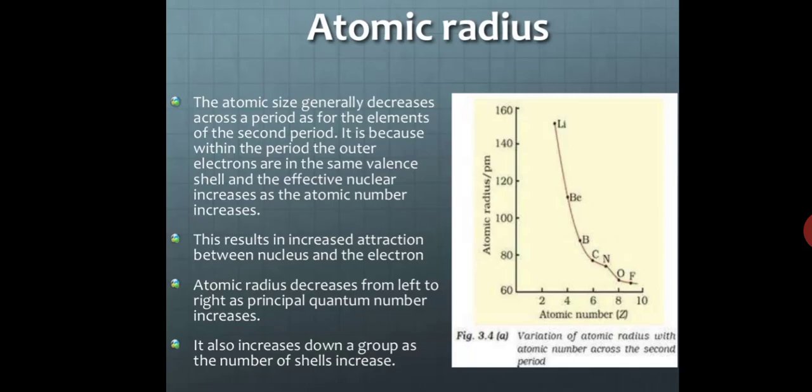Same thing in the case of inert gases also: neon, argon, krypton, xenon. As the outermost shell is fully filled, it is stable. The electrons repel one another. Due to repulsive forces, the atomic size increases. So when you move from left to right across a period, atomic size decreases, remember it, up to halogens, up to group 17. Beyond group 17, again atomic size increases.